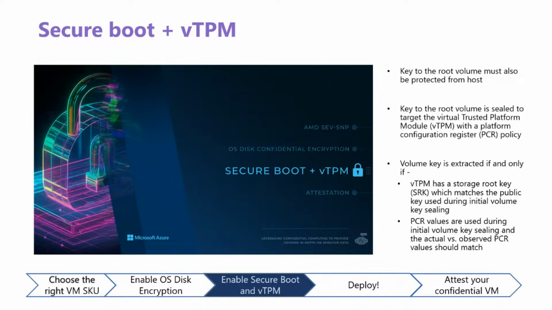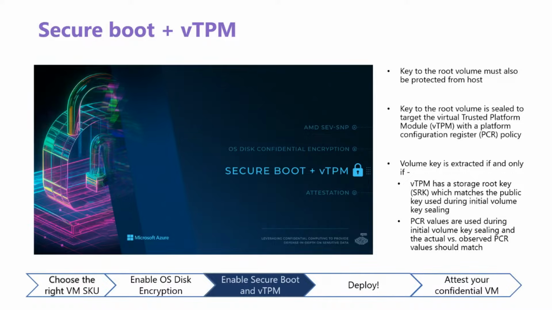Even when it comes to the platform attestation and the confidential virtual machine boot workflow, the volume key is only extracted if and only if the vTPM has the storage root key that matches up with the public key that is used during the initial volume key sealing. And the PCR values should also match. The point here is, you have the virtual TPM that is associated to the confidential virtual machine, and you also have the capability to leverage it to seal secrets inside the virtual TPM.